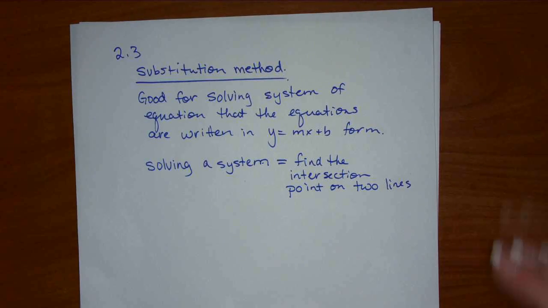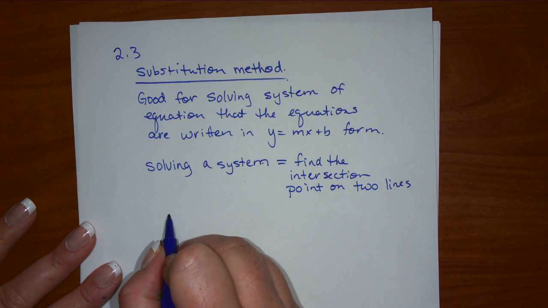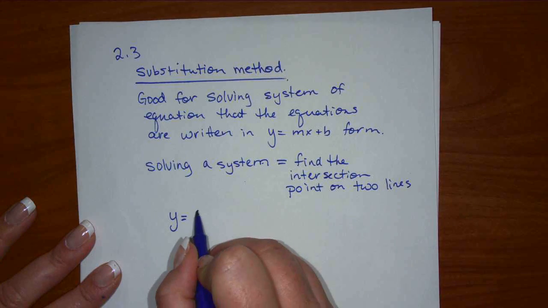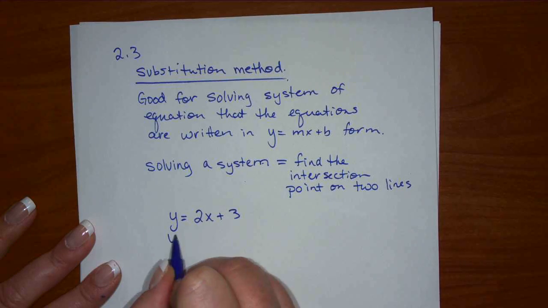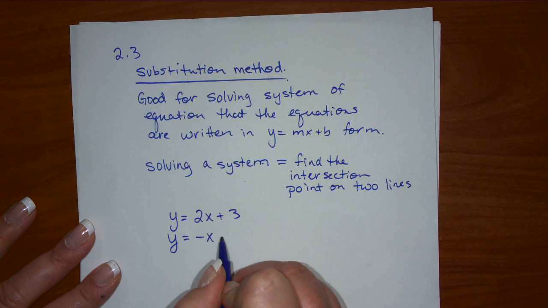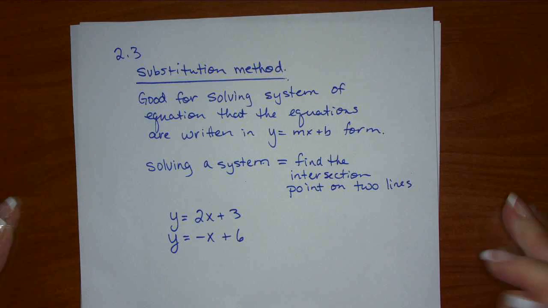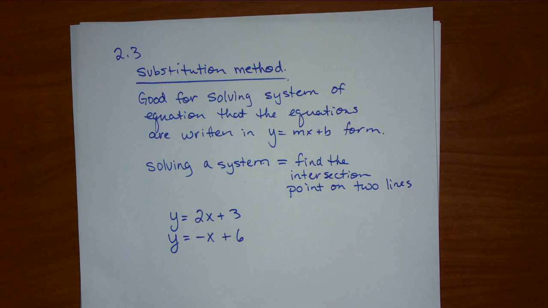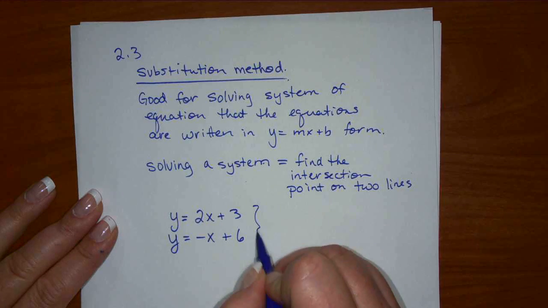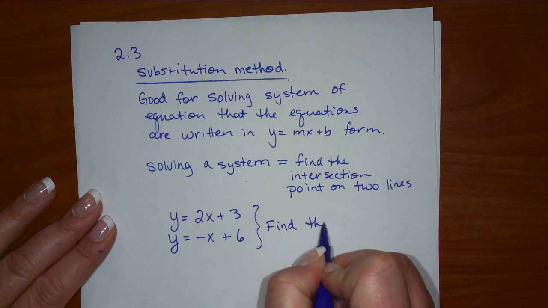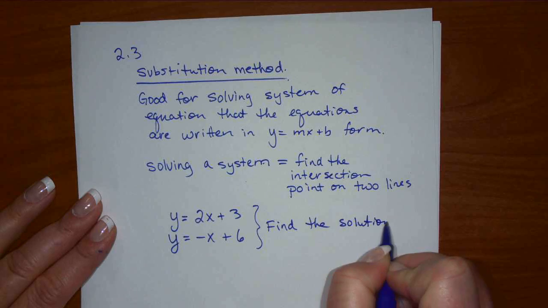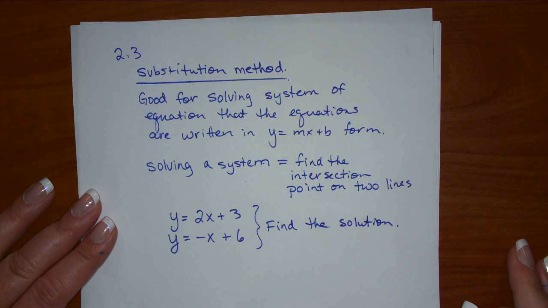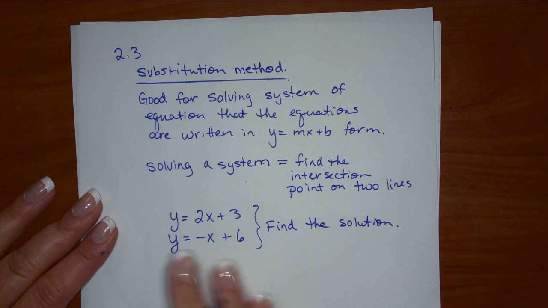and the substitution method is good if we're given two equations like y equals 2x plus 3 and y equals minus x plus 6, say. So two equations, they're already solved for y, so y equals mx plus b. And to find the point where those two lines cross, you set them equal to each other. So if we were asked to find the solution, that's the same as asking to find the intersection point. Okay?